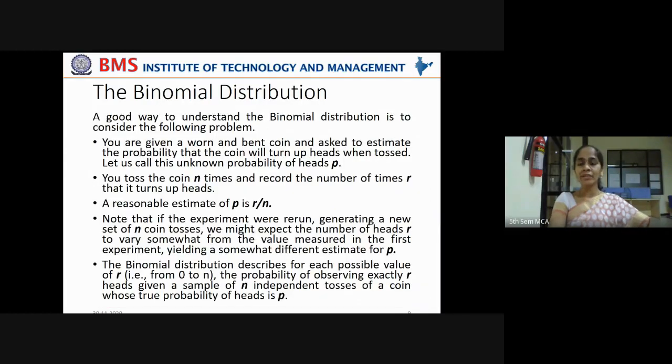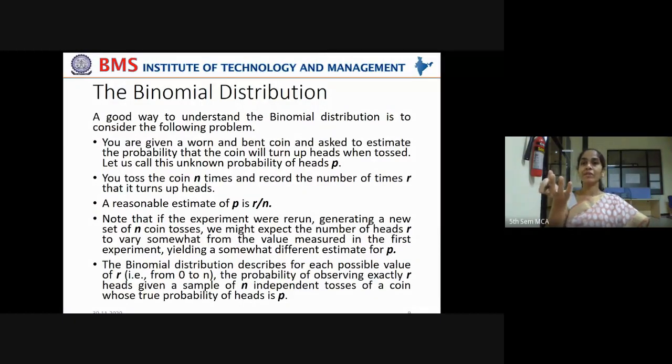Now, a good way to understand the binomial distribution is to consider the following problem. Let us take a simple problem and understand this better. You are given a worn and bent coin, some coin you have observed, which is not a fair coin. When I say fair coin, it is not biased.